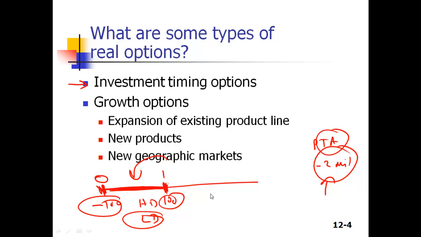Okay, what are some other options or examples of real options? So far you've understood one example of a real option. Why is this called a real option? Because what's the underlying here, Omar? The underlying is a real physical project. That's why it's called a real option.